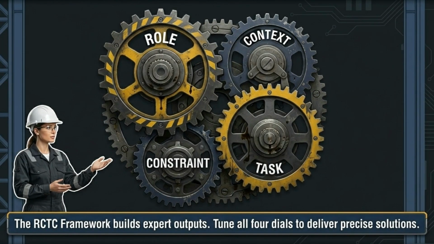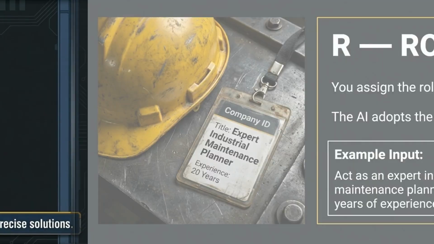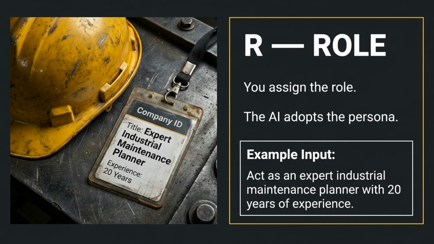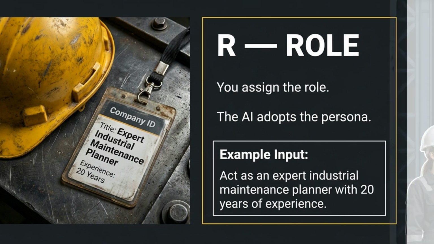To get expert outputs, use the RCTC framework. By tuning the dials for role, context, task, and constraint, you can ensure your instructions deliver precise, actionable solutions. First, define the role. Assign a clear persona to the AI, such as an expert industrial maintenance planner with specific years of experience, to help shape its perspective.